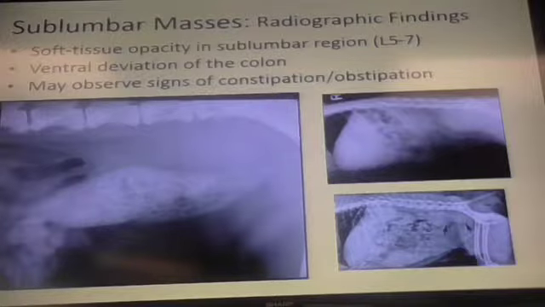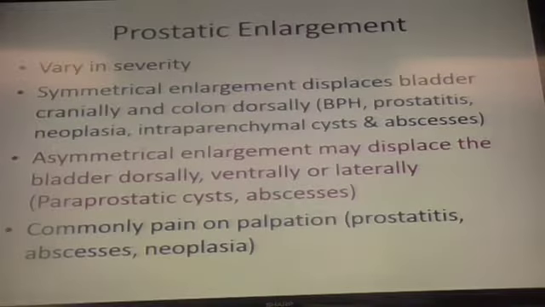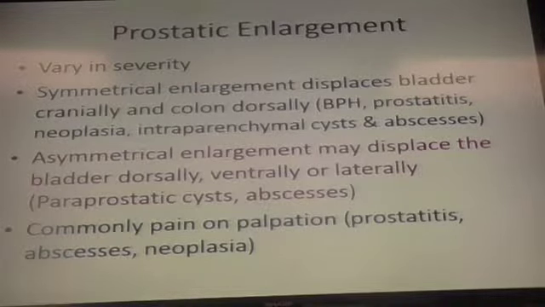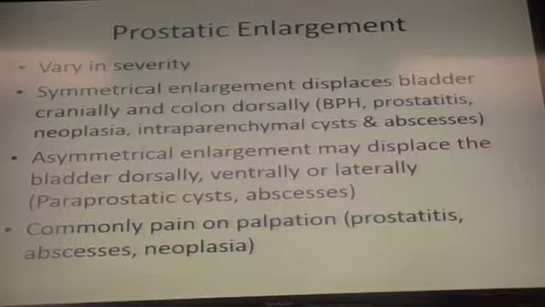The prostate lives ventral to the colon, so that finding would not correlate. Okay, so prostatic disease can be generalized, both lobes, or it could be a single lobe. So unilateral, or asymmetrical, or symmetrical. So you have to think about what causes asymmetrical enlargement of the prostate gland. That means something is just on one of the lobes.